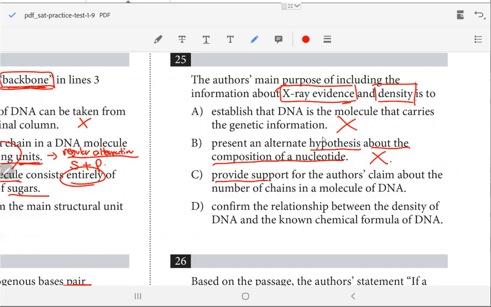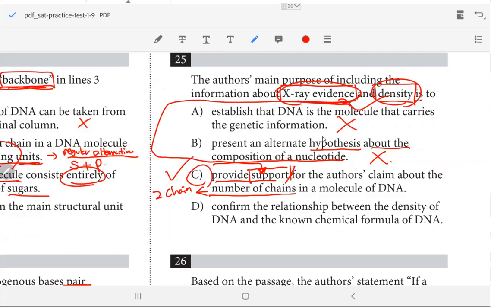C, provide support. So far, so good. Use as evidence for the author's claim about the number of chains, two chains. There are two chains, not one. And these two are used as the support. 그죠? Same as evidence. 맞죠? So 25 has to be C. Let's check D. Confirm the relationship between density of DNA. It's not density of DNA. Density is used as evidence to confirm there are two chains. So D is also off topic.